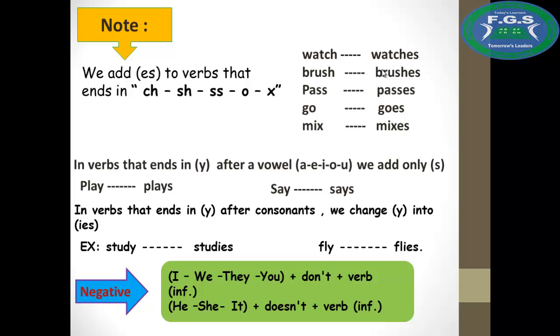In verbs that end in Y after consonants, we change Y into IES. For example, study, studies. Fly, flies. For negative sentences, we'll use I, we, they, or you, plus don't, plus infinitive. In singular subject, we'll say he, she, it, plus doesn't, plus infinitive too.